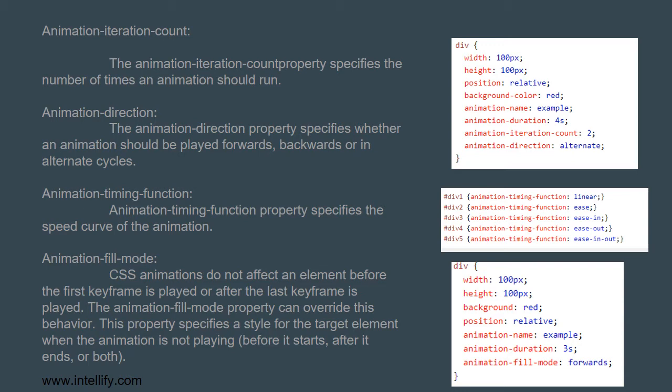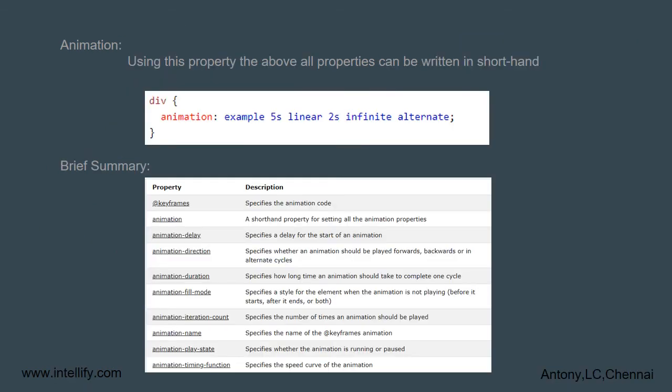The animation timing function property specifies the speed curve of the animation. For example, if the animation timing function is linear, the curve of the animation will be linear; it can also be given as ease-in, ease-in-out, etc. The next property is animation fill mode. CSS animations do not affect an element before the first keyframe is played or after the last keyframe is played. The animation fill mode property can override this behavior. This property specifies a style for the target element when the animation is not playing, before it starts, after it ends, or both. In the given example, the animation fill mode is forwards. So after completing, the element keeps the final style.